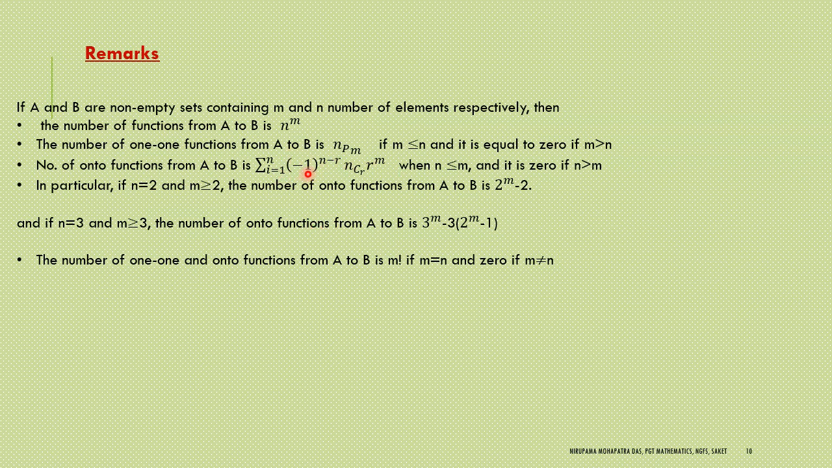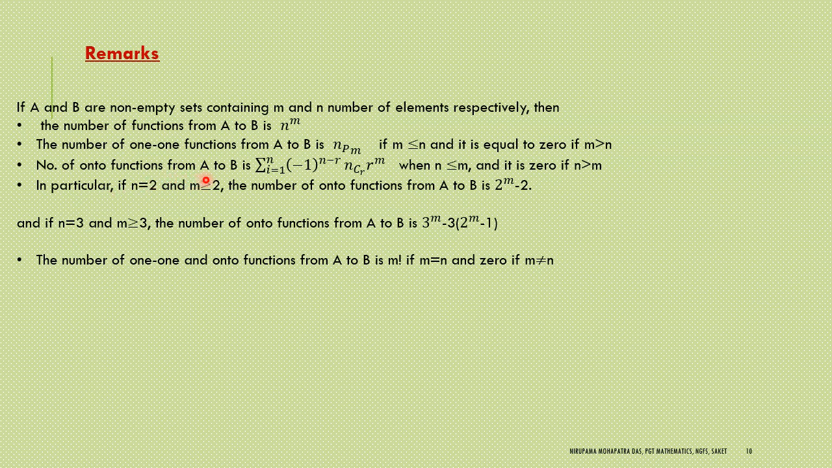So number of 1, 1 functions from A to B, nPm, if m less than equal to n. And if m is greater than n, it's not possible, right? So number of functions will be 0. 1, 1 functions basically we are talking about.